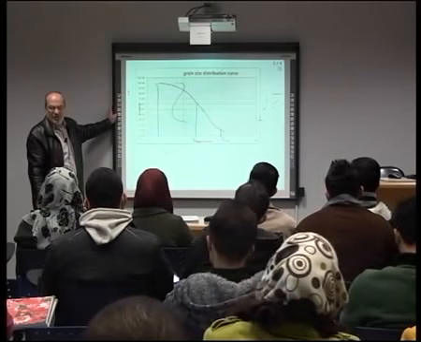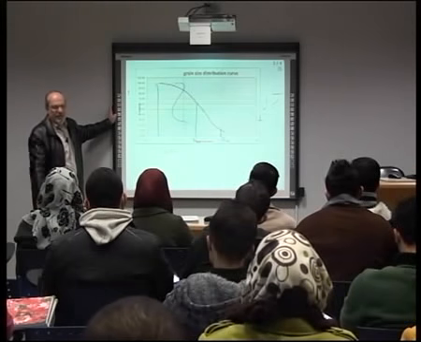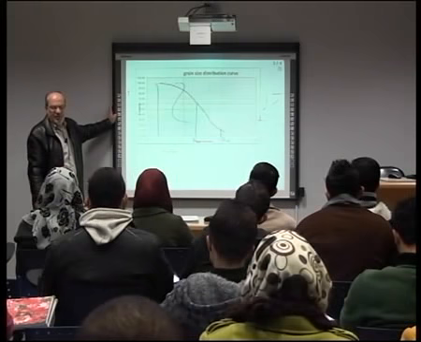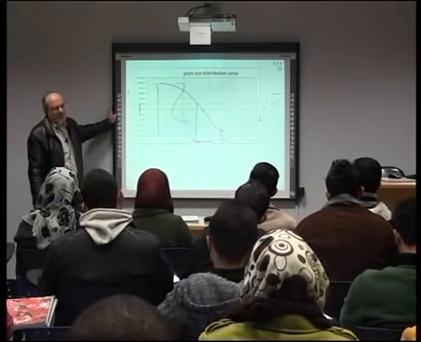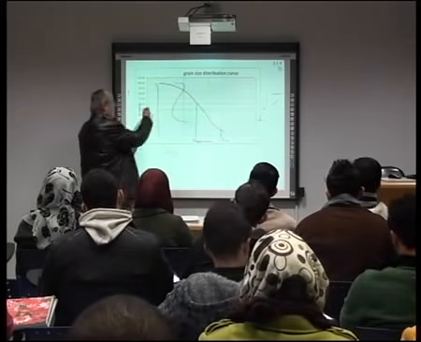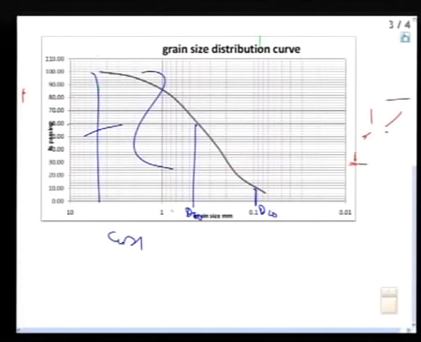And what is the greatest CU? How great may it be? Infinity? Not infinity, it's a big number. You are right. Suppose that we have a curve like this. So D60 is very big, D10 is very small, right? So we have a big number. We cannot say infinity. Okay?